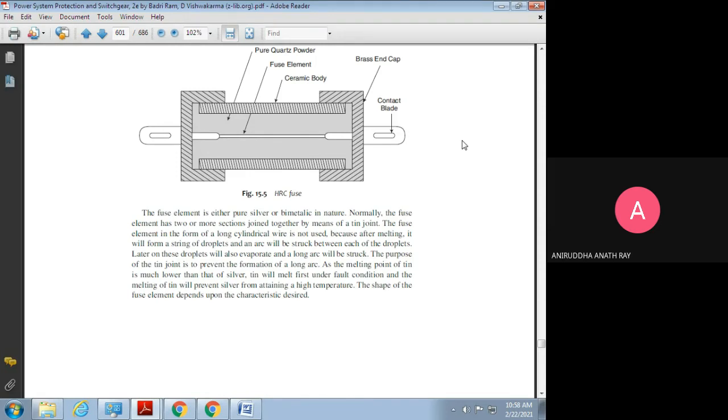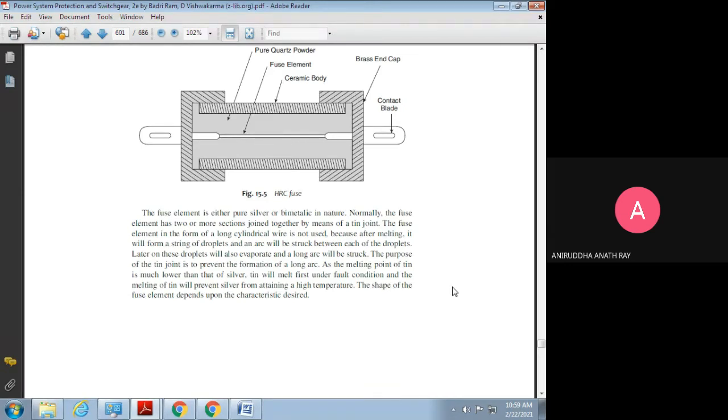The fuse element is not made from a long cylindrical wire because after melting it will form a string of droplets. An arc will be struck between each of the droplets. Later on, these droplets will also evaporate and a long arc will be struck. There will be an arc between the droplets too, then these droplets will evaporate and a long arc will be struck.